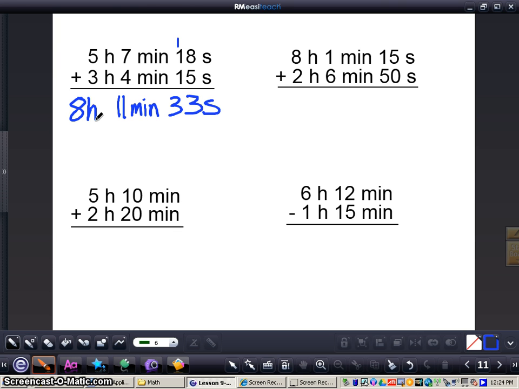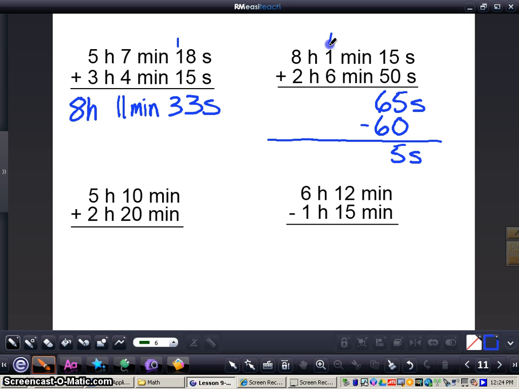Let's look at the second problem here. So we have 15 seconds plus 50 seconds. That's going to give me 65 seconds. Now, that is greater than a minute. So we're going to take 60 seconds from here, and what we will do is take that 60 seconds from there. 5 seconds are left over.